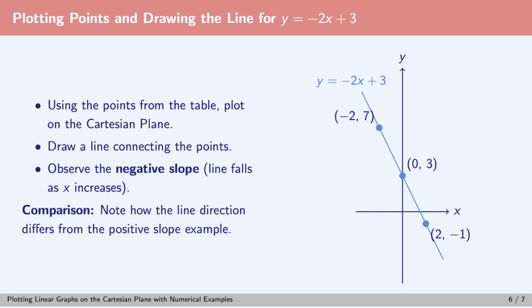We plot our points on the Cartesian plane and connect them. This time our line is heading downwards as x increases, the classic look of a negative slope. Comparing this to our first example, you can really see how the positive slope lifts the line, while the negative slope gives it a downward spin.